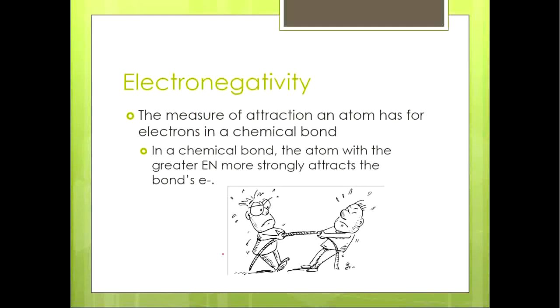The last trend we'll look at is electronegativity. Electronegativity is the measure of attraction an atom has for electrons in a chemical bond. So in a chemical bond, the atom with the greater electronegativity value is more strongly attracted to the electrons in the bond. So think of a tug-of-war game.